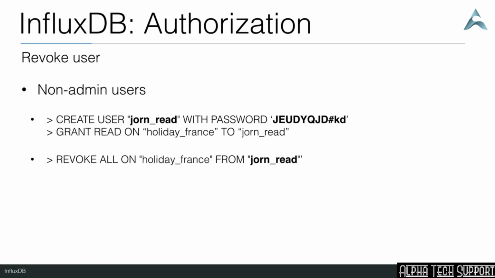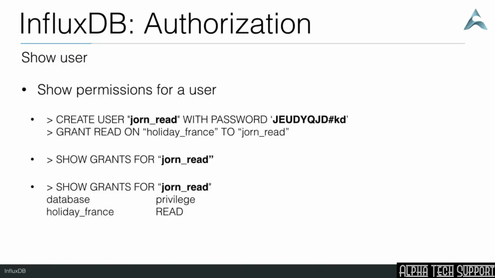Let's say a person leaves the company, or you tested a plugin and it didn't work that well. You can always revoke or delete the user. So revoking a user is simply revoke all on holiday France, for example, from Jorn read. This means Jorn will not be able to read that database anymore, but the user still exists. So as we've seen in the previous chapter, you need to drop that user.